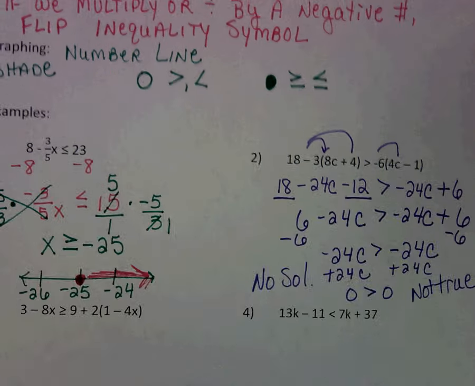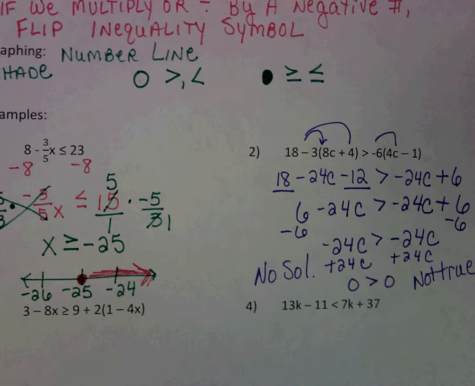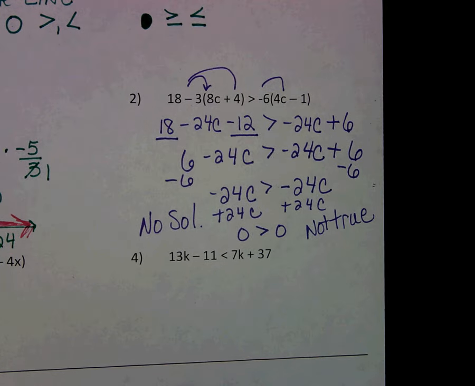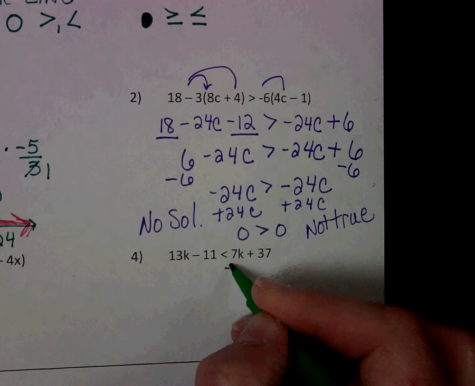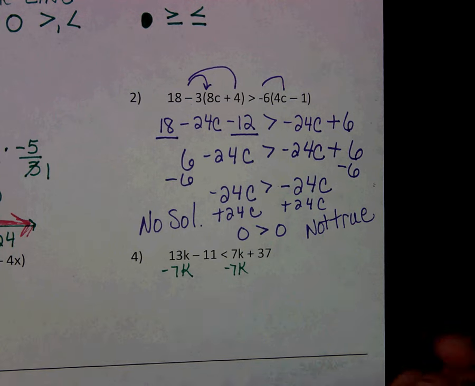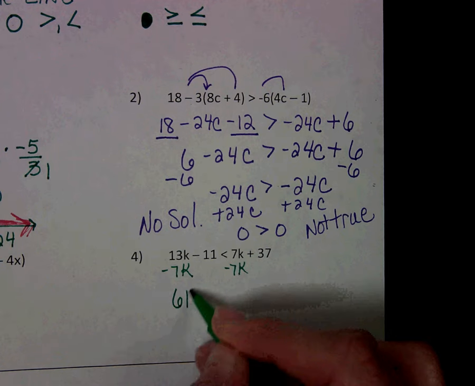Okay? I want you to skip to number 4. You can try number 3 on your own and see what you get. But let's skip to number 4. There's no parentheses. There are no like terms, so we're going to go straight to moving our variables to the same side. So 13k minus 7k is 6k.